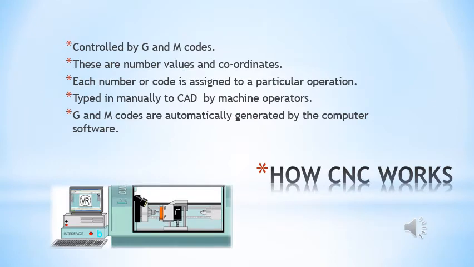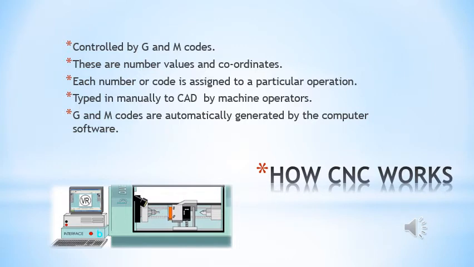Now the working of CNC machines. Normally these CNC machines are controlled by G and M codes. Each number or code is assigned to a particular operation. That means that each operation is controlled by a particular code in the CNC machines. These codes are normally typed in manually, and nowadays into a CAD system, by machine operators. Machine operators are normally used to write these codes. They may also be generated by the computer software itself.